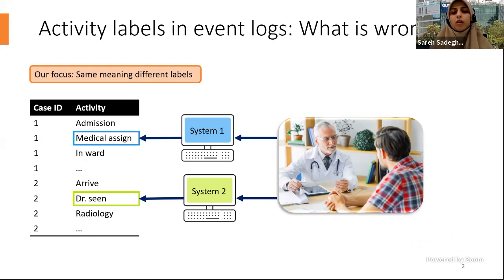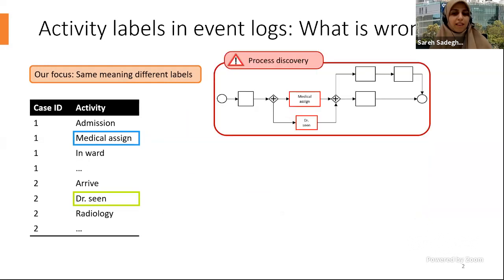Consider an event log coming from two different systems. System 1 records the action of a patient being visited by a doctor as medical assign, while System 2 records the same action as doctor seen. If we just naively take these two activities as different, the discovered process model will look like this, where medical assign and doctor seen are considered as two alternatives, although they are actually the same tasks.